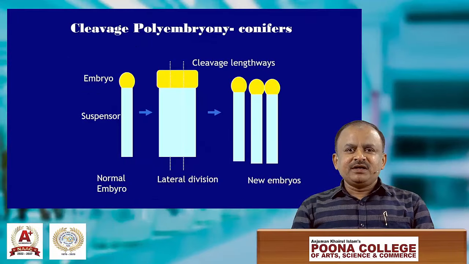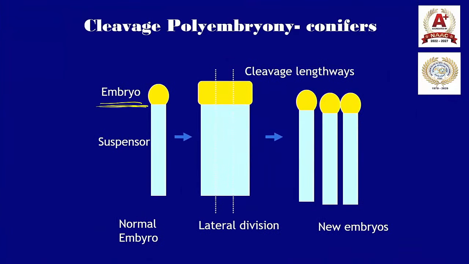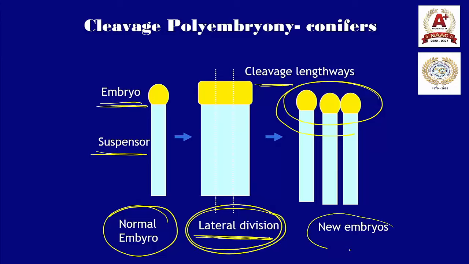In addition to that, there is cleavage polyembryony in conifers. So here embryo, suspensor, this is the embryo. When we take this embryo into consideration for the suspensor, it cleaves. So cleavage takes place and it leads to new embryos as a result of lateral division. Here the normal embryo undergoes lateral division, and as a result we get new embryos. So this is the result of cleavage polyembryony in conifers.